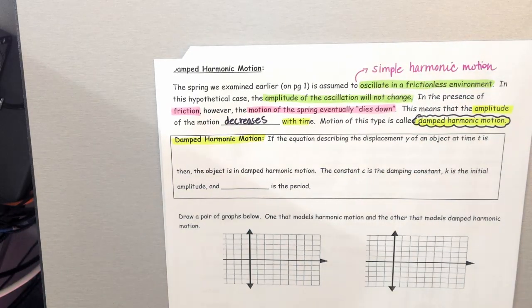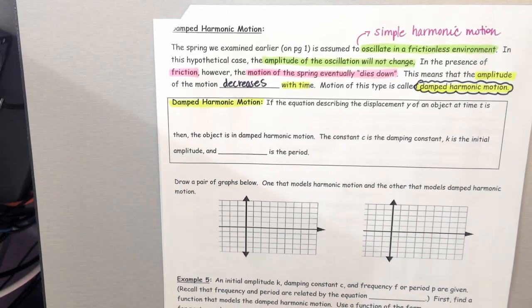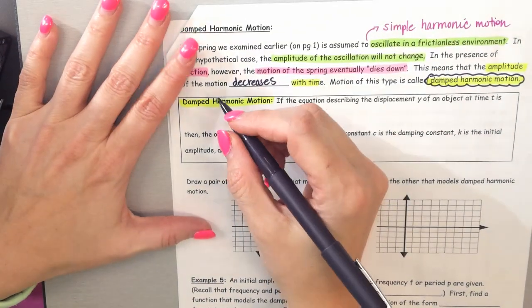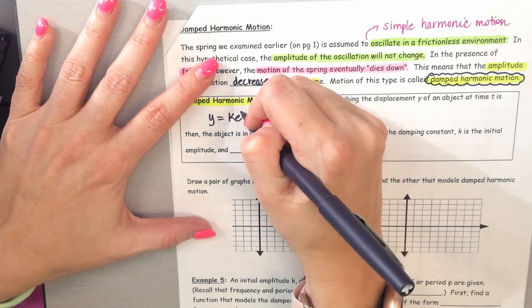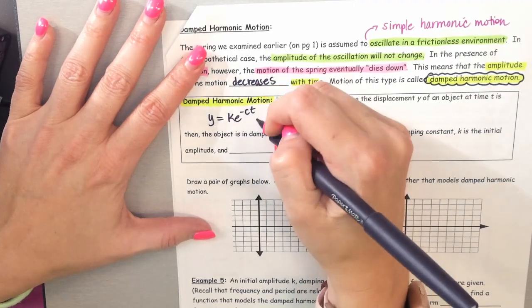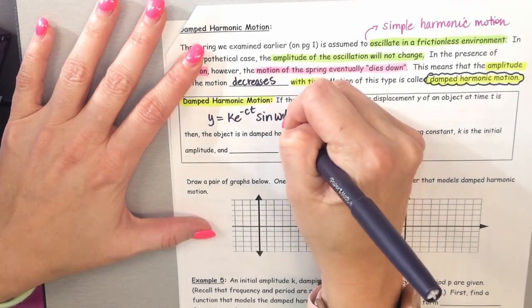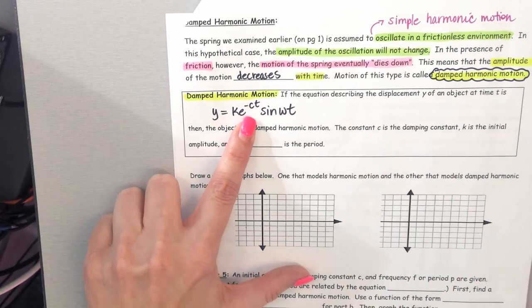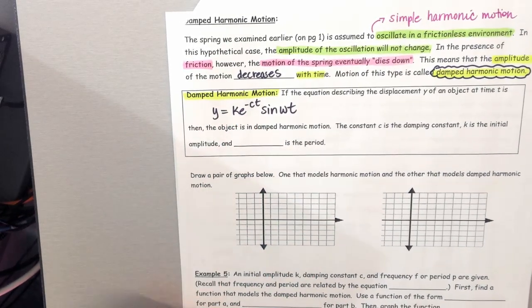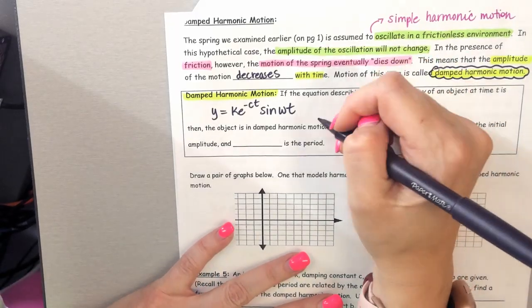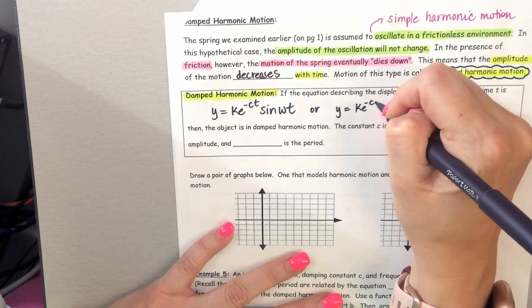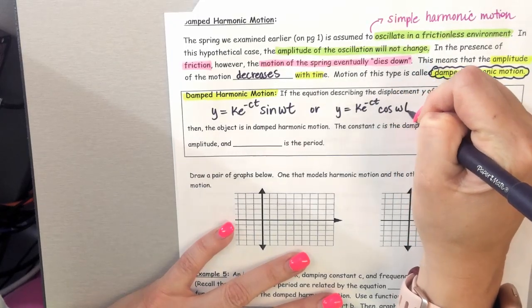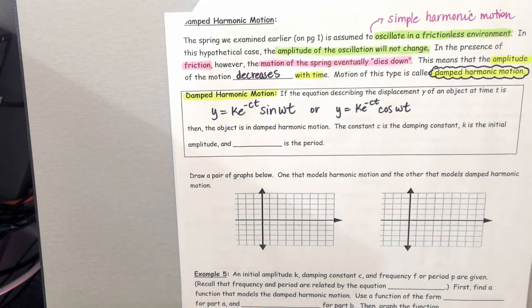Okay, so this equation looks more complicated. This is not an equation you'll have to have memorized, but you are going to see our good buddy e come back in the game here. So it's k e to the power of negative c t multiplied by the sine of omega t, or you can have that same value but with the cosine. And then they tell you what all of your variables stand for here.